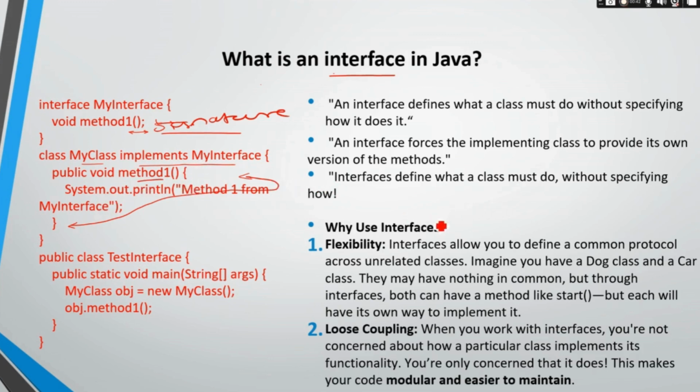So let us check why we should use the interface. There are two basic uses. The first one is flexibility. It allows you to define a common protocol across unrelated classes. Suppose we have 10 classes, and we want them to implement a common method, but we would have to write it in all the classes, right? What we'll do is create one interface, and the common method will be implemented by the different classes according to their usage.